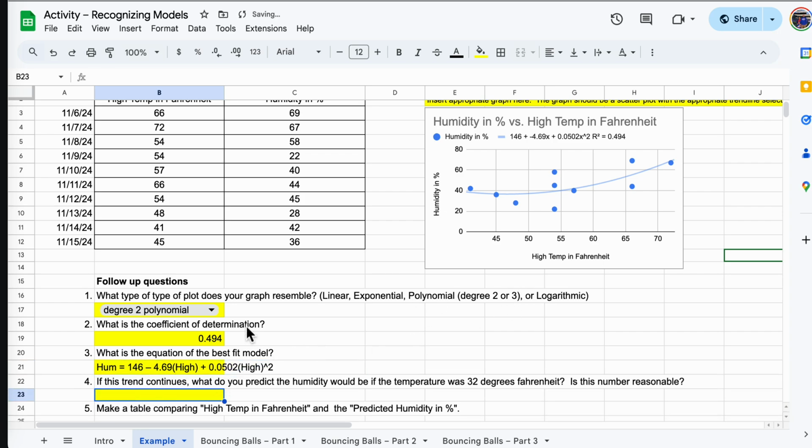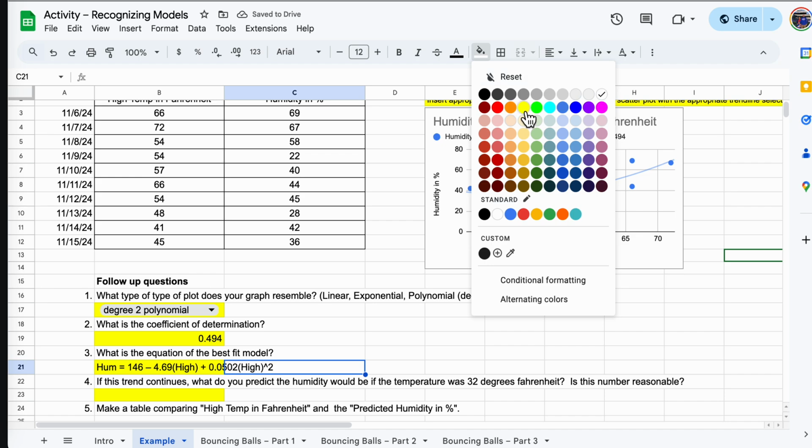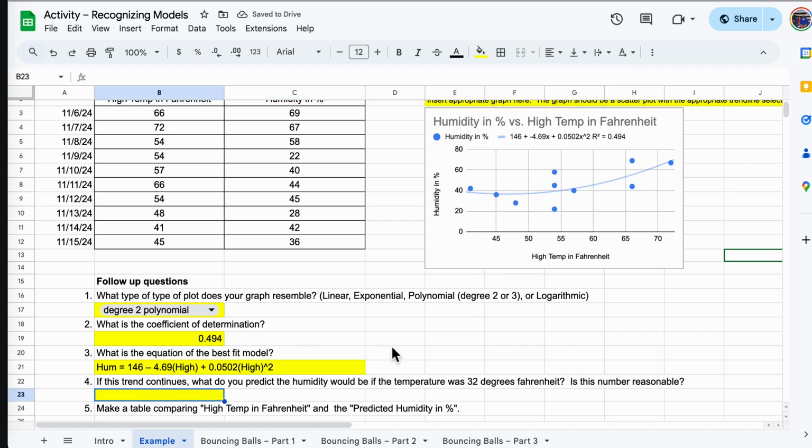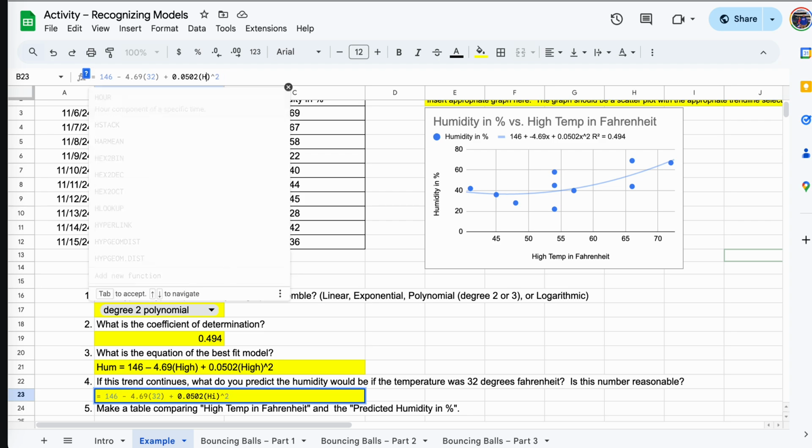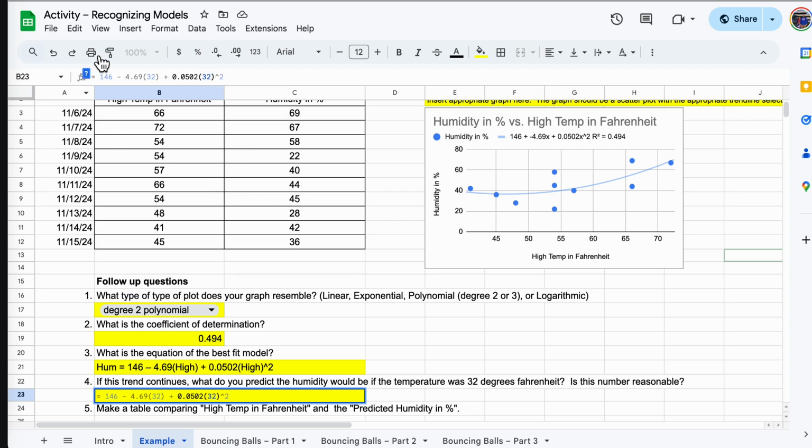All right, and it says if the trend continues, what would be the humidity if the temperature was 32 degrees Fahrenheit. So I would use this formula basically. If you want, you just copy paste everything equals on, put it in, and then just put whatever the high temperature was, in this case 32. You've got to make sure if you're ever multiplying that you use a multiplication symbol. Excel doesn't understand the algebraic notation of number parentheses, so get those multiplications in there.